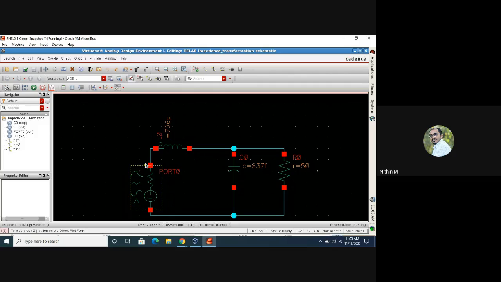Since this L section topology leaves you with only 2 degrees of freedom, we will look for other matching networks which will allow you to work with a different value of Q. That we'll see from next class. I'll be winding up today's session now, and if you have questions, you can ask.